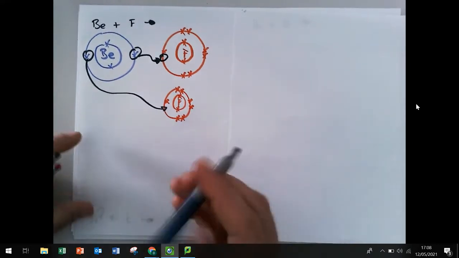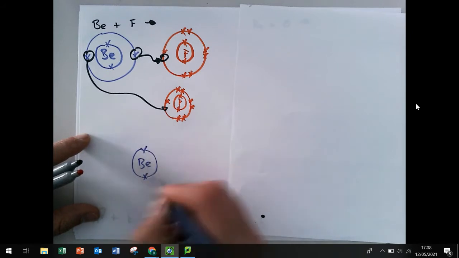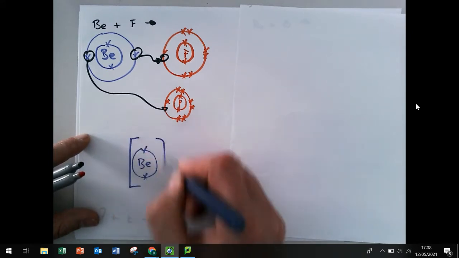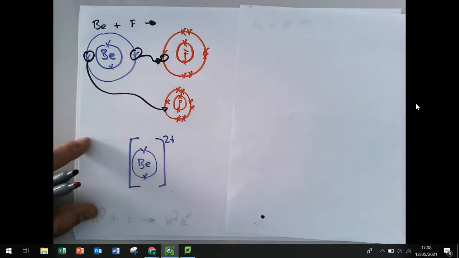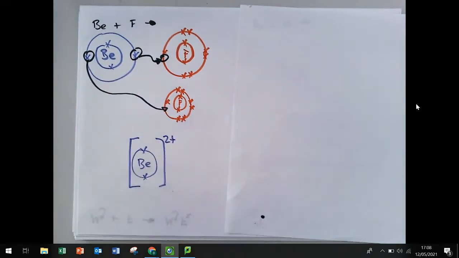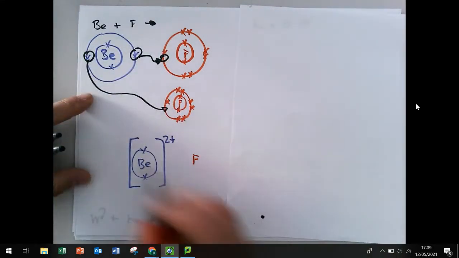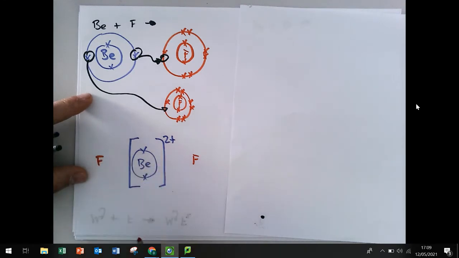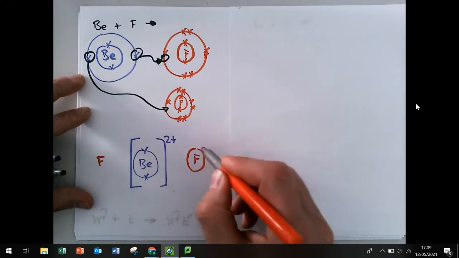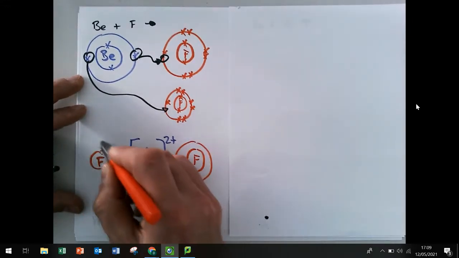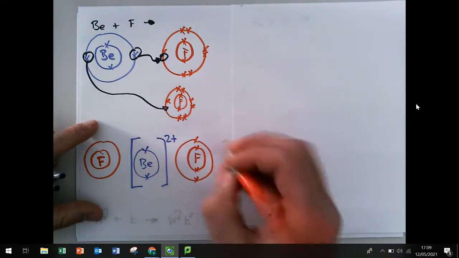So let's draw this and see what it looks like. Beryllium has 2. It's an ion, so we always draw square brackets. It's lost 2 electrons, which means it's positive 2. Fluorine, we now have 2 fluorine. So I'm going to draw 1 over here and 1 over here. And it has now full outer shells. So it has 2 shells. This one has 2 shells. And we know how many electrons it's going to have.